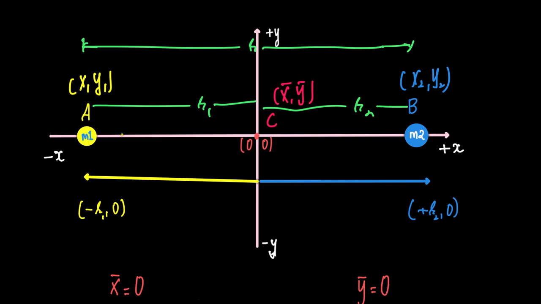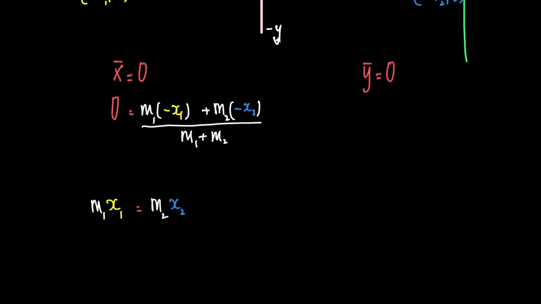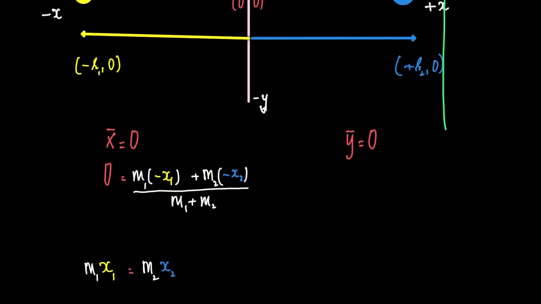So x1 would be minus r1. Why? Because m1 is placed along the negative x-axis, and m2 is plus r2 because m2 is placed along the positive x-axis. So if we calculate x bar from this expression, what do we get? x bar is equal to 0. Why? Because it is at origin. So 0 is equal to m1 x1 plus m2 x2 by m1 plus m2. So we have here m1 x1. What is x1? It is minus r1. My bad, I have written this.